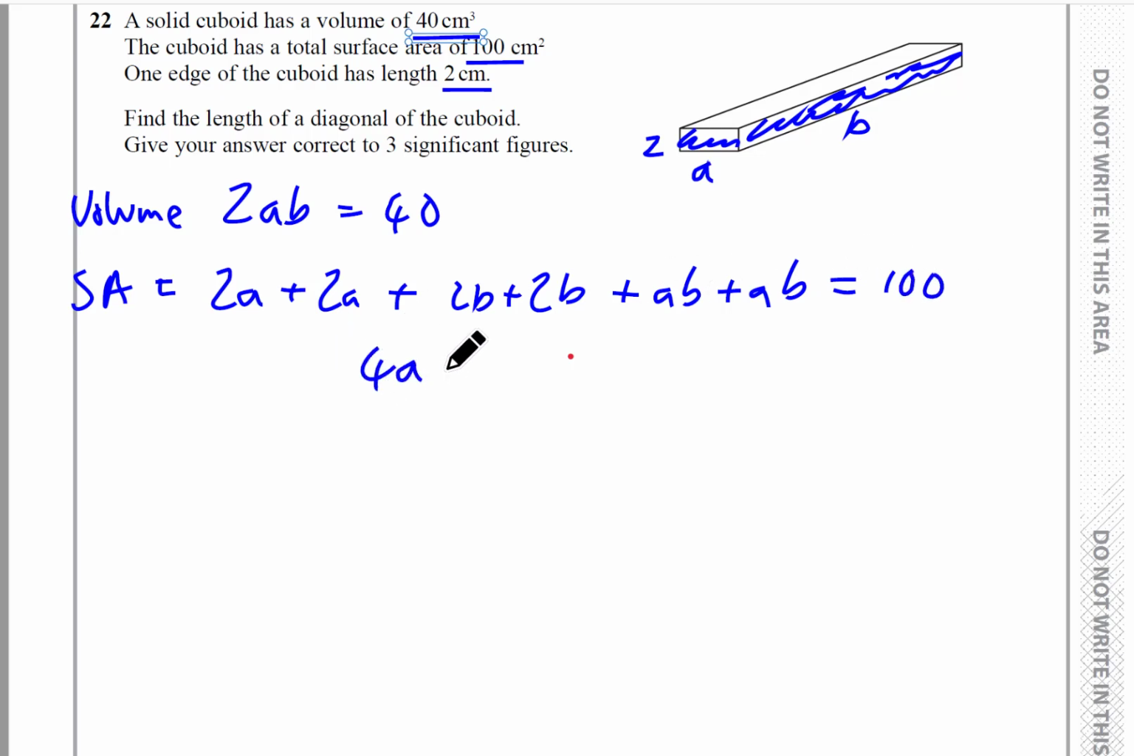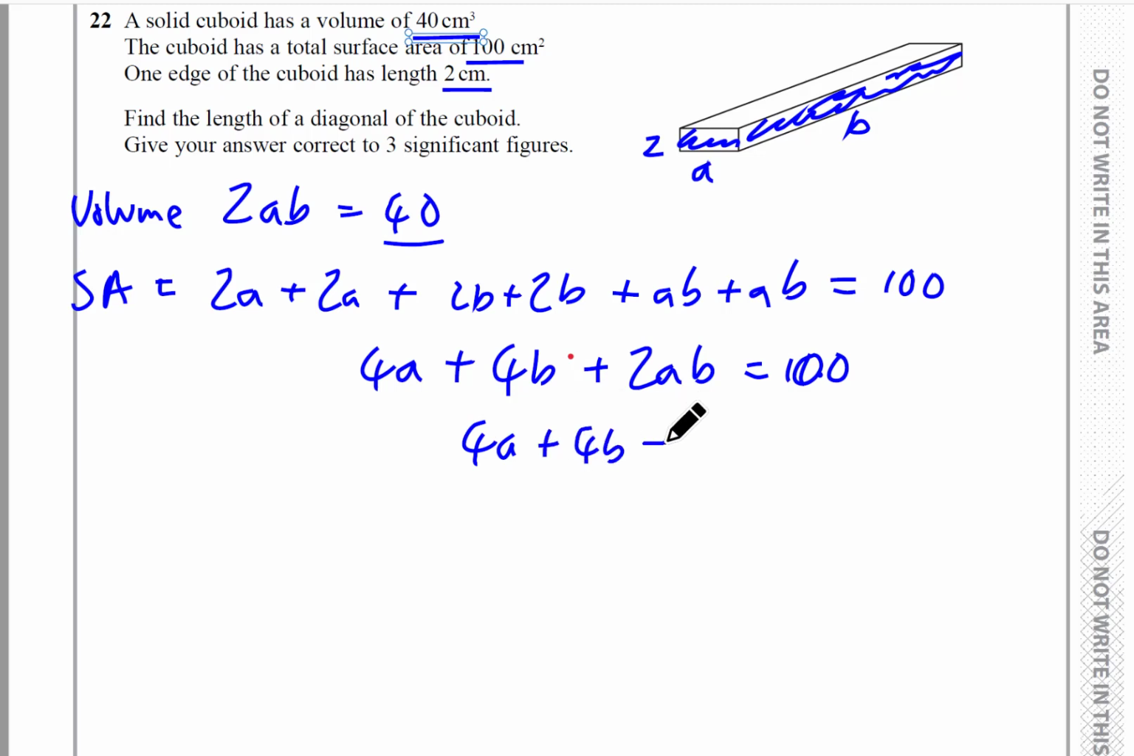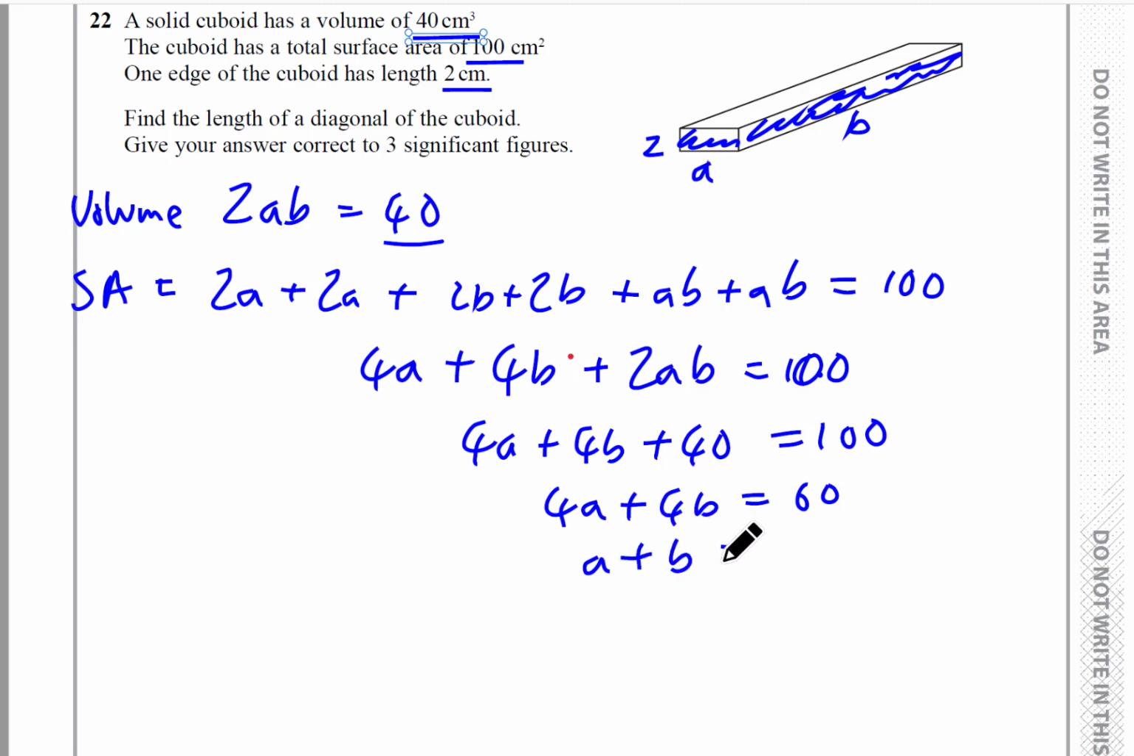That's going to be 4A plus 4B plus 2AB equals 100. Now we can see 2AB equals 40 already, so we can substitute that in here. So 4A plus 4B plus 40 equals 100. And then we're going to simplify that to 4A plus 4B equals 60. Let's just divide that by 4 to make it easy. A plus B equals 15.